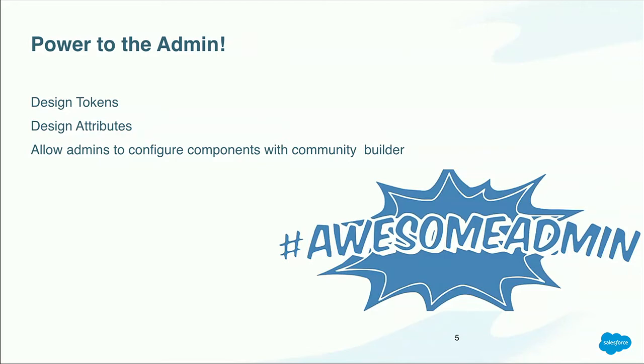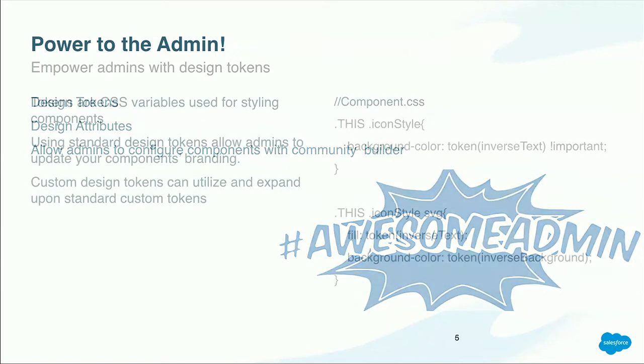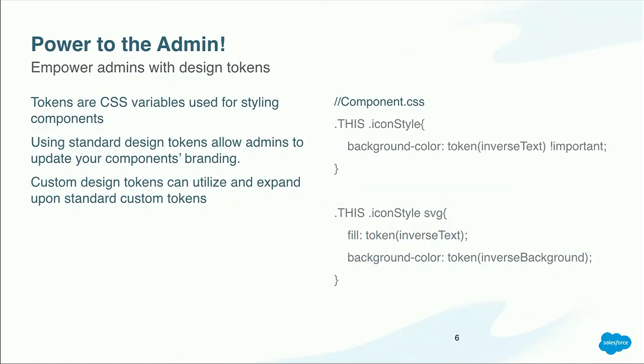Basically, as a Lightning component developer, I want to give admins the ability to take my components and really just drag and drop them in the Community Builder and muck with them and mess with them and not have to come to me every time a minor tweak is needed. So as I mentioned, design tokens are a useful feature to give power to the admin.